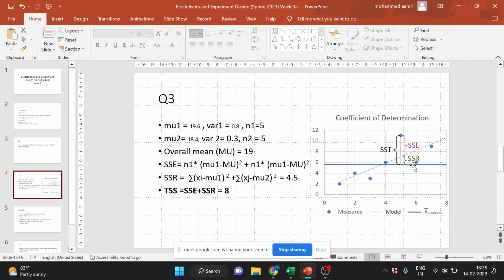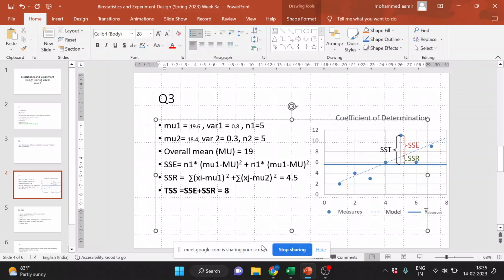SSR is basically the distance of the mean that you have calculated from the line. This is conceptually what SSE and SSR mean. For each point you'll have this SSR and SSE, and you'll have to sum it over. Then if you sum everything, you get SST, your total sum of squares.